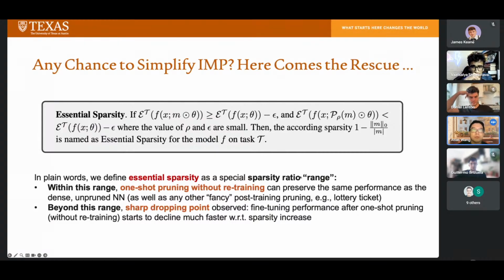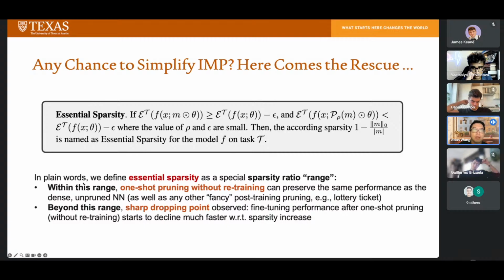The dense model is called sparsity ratio 0, and this range has two defining characteristics. Firstly, within this sparsity range, if we use one-shot pruning without training, which means we just sort the magnitudes and remove the elements with the smallest magnitude, this is called one-shot pruning without retraining. That can preserve the same performance as the dense unpruned neural network. In other words, those smallest pre-trained weights can be removed totally for free. You pay no price, and this should perform as well as any other fancy post-training pruning, including lottery tickets.